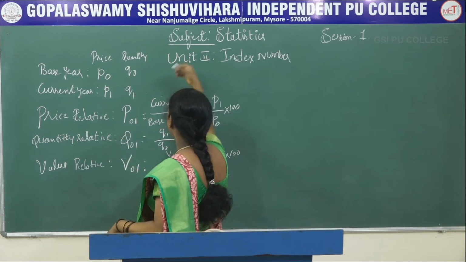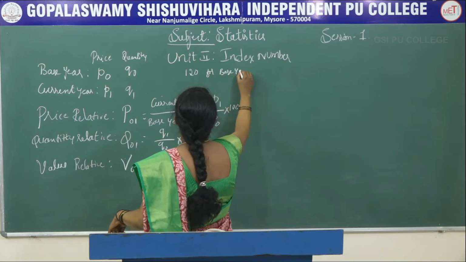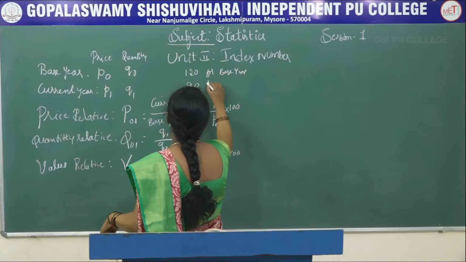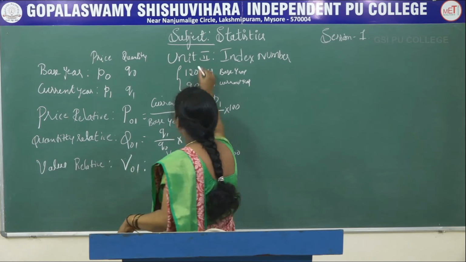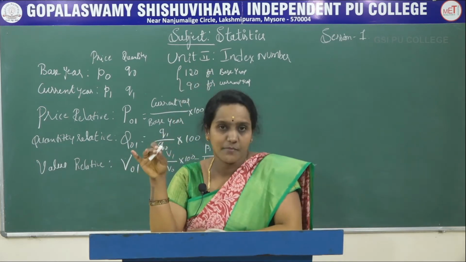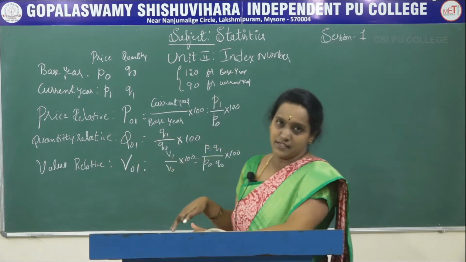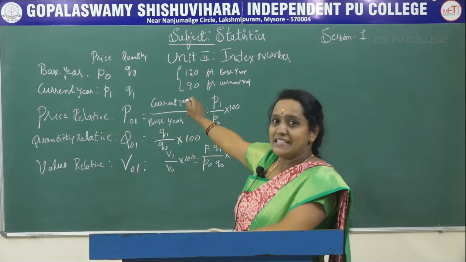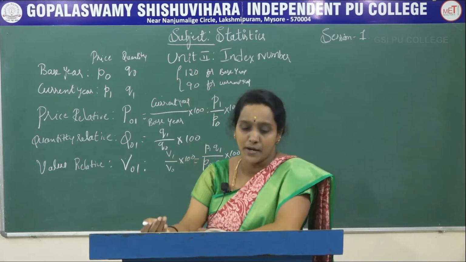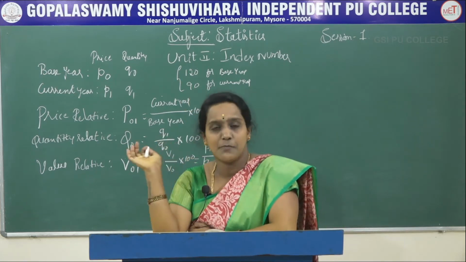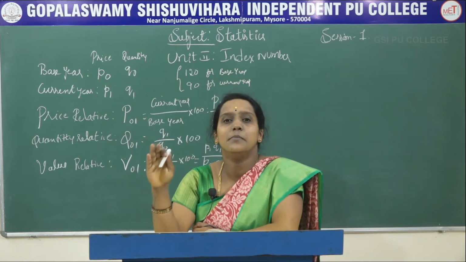As I told, we will express the index number in percentage. For example, if the index is 120 for the base year and 90 for the current year, then by comparing these two, for 100, because we express this in percentage, the current year price has decreased because it is 90, so it is decreased compared to the base year, which is showing 120. So for comparison purposes, we will take the index number as a percentage.